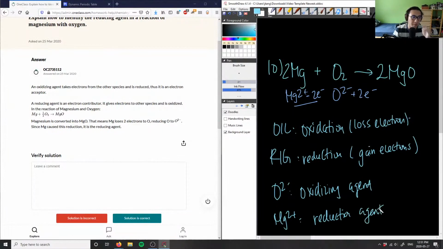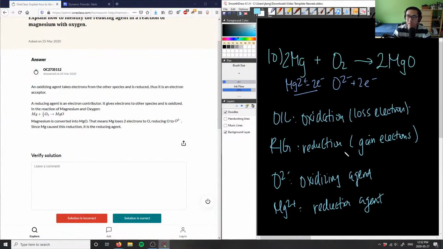It's a little bit confusing, but again, you can use this mnemonic to help you memorize this. You can also use the fact that halogens and other non-metals tend to be the oxidizing agent, whereas alkali metals and alkaline earth metals tend to be the reducing agent. So this solution here is correct. That was a confusion on my part. So that's my bad. Good analysis here.